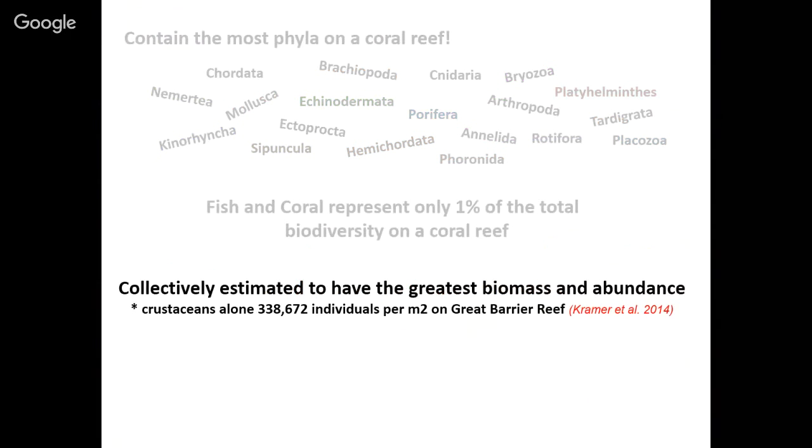The Cryptofauna community collectively has the greatest biomass and abundance on a reef. I just showed one example from a study that was done in the Great Barrier Reef, where he was essentially counting crustaceans, which are like little small insect-looking bugs. They're the amphipods and the tanaids, for anyone who wants a more scientific word for them. And he found nearly 340,000 individuals per square meter on the Great Barrier Reef. That's a lot.